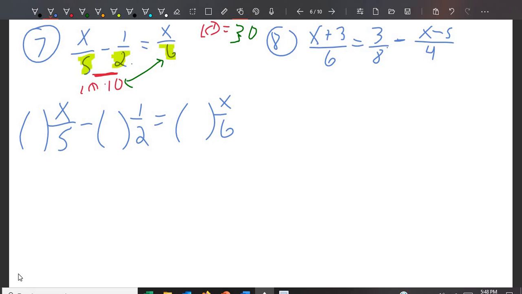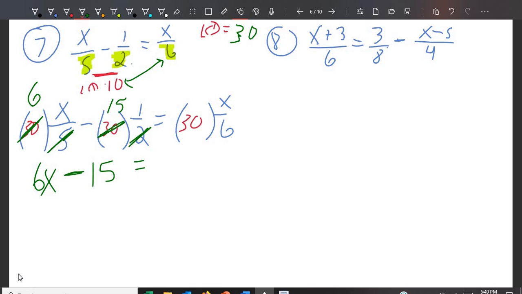And we're going to put the common denominator inside the parentheses. Now comes the division part. The 5 will go into 30 6 times. I multiply the 6 and the x together. Here, 2 goes into the 30 15 times. Now pay attention to that minus sign. We've got a minus 15. On the right side, I divide 6 into 30, and we'll get 5. So we got 5x on the right.